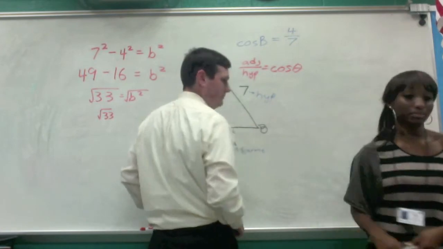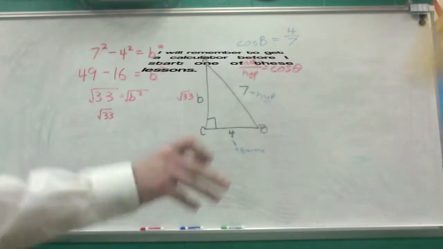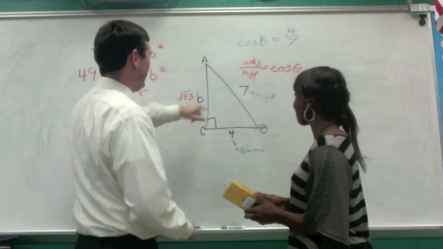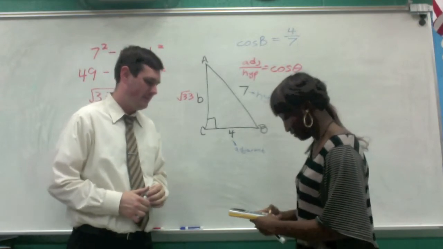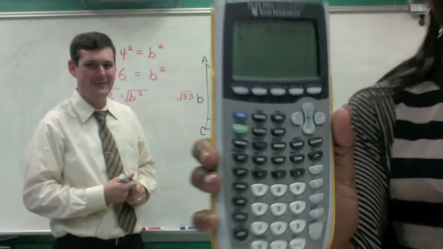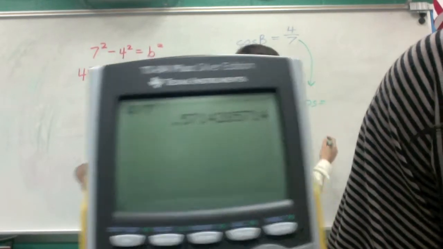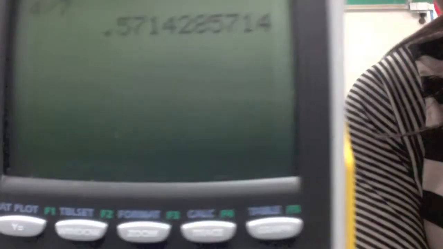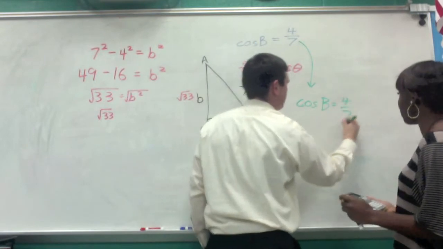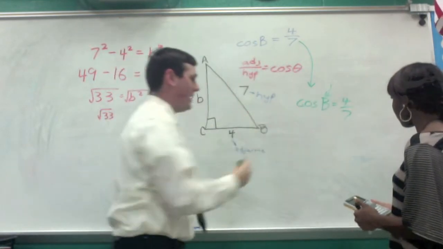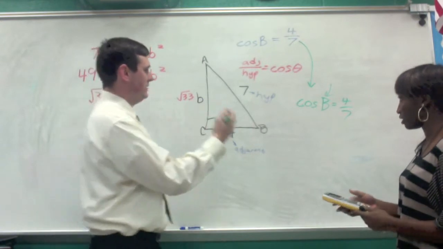Now's when we get calculators. What is 4/7? It's 0.5714285714. That's a very long number, and it's really hard to type in again. But I know the cosine of B equals 4/7, and I need to find an angle. So I'm not going to be using cosine. I'm going to use the inverse cosine. So I can just type it into the calculator like this.